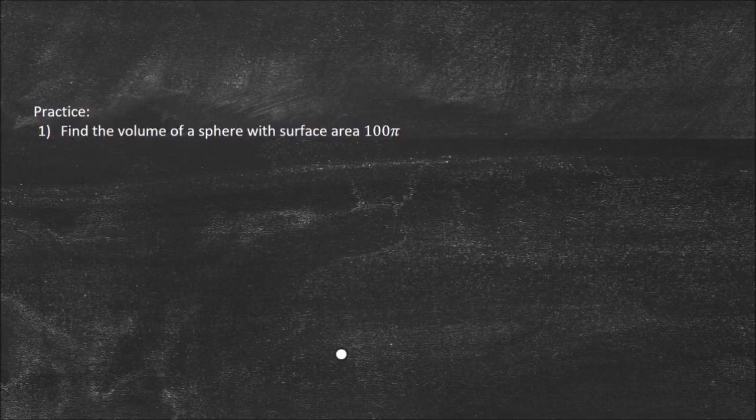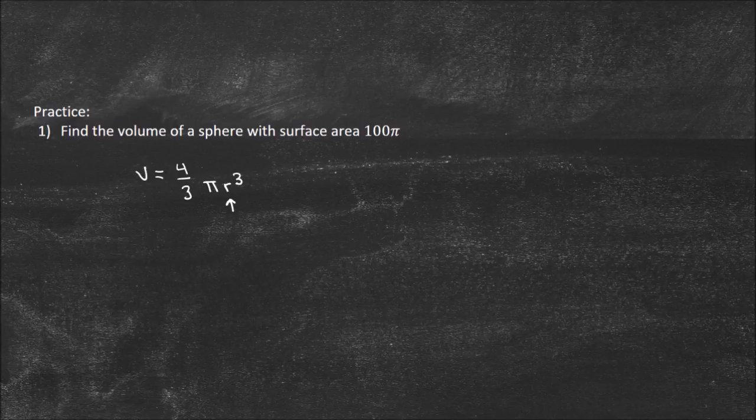First question: find the volume of a sphere if its surface area is 100 pi. Our goal is to find volume, so let's write out the volume formula: 4/3 pi r cubed. The first thing I notice is that to find volume, I need the radius. But am I given the radius in the question? No, not directly. So let's figure out a way to get the radius. That's what we need to find.